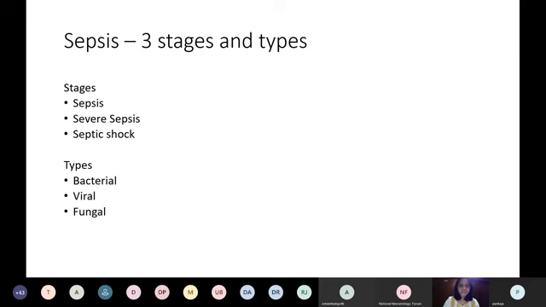So the types of sepsis can be either bacterial, viral, or fungal. And parasitic sepsis, somehow we don't call it sepsis, but parasitemia. So these are the main 3 types of sepsis which we are trying to look at. So our investigations are going to be based on this.